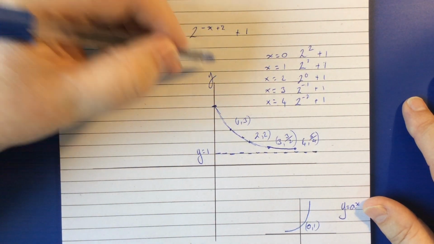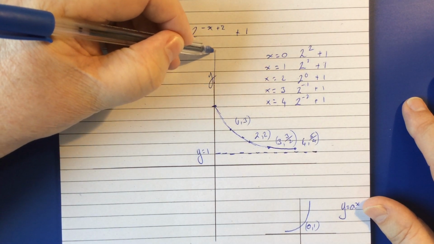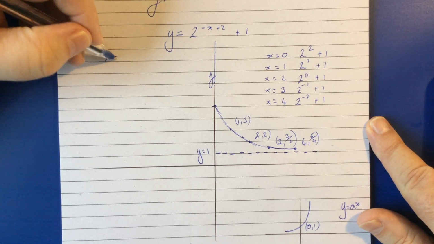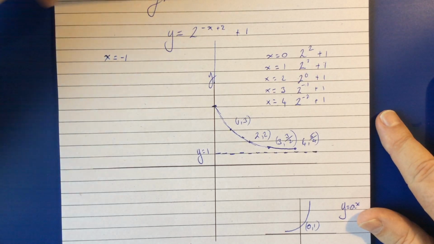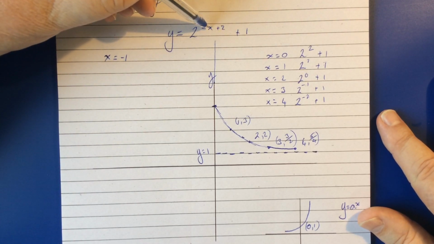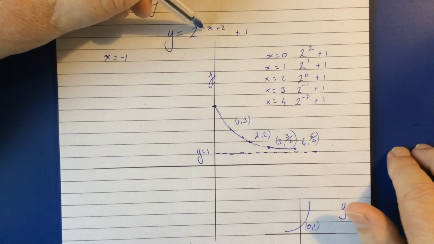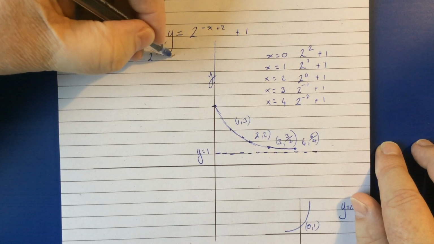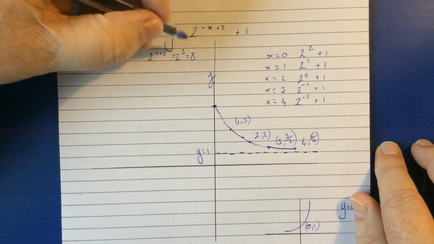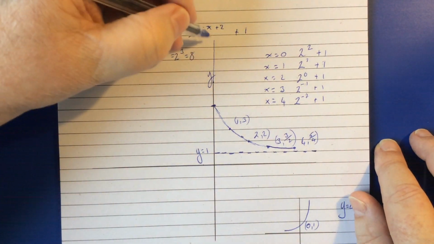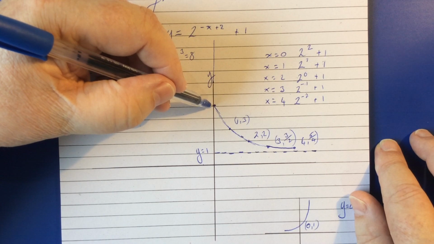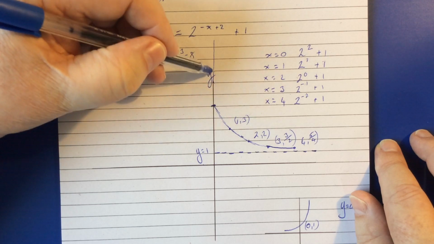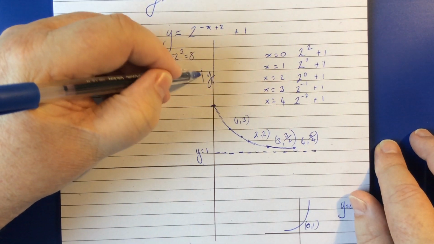Now, what about over here? Well, I suspect we're going to have to extend our y-axis. So in this space over here, I'm going to put x equals negative 1. Now, what that means is that we've got 2 to the power of negative x, so that is actually 2 to the power of 1, plus 2, which equals 2 to the power of 3, which equals 8. So at negative 1, this thing has a value of, if this is 5, 6, 7, 8, we're up here somewhere.